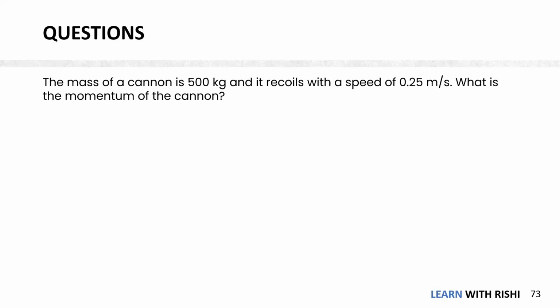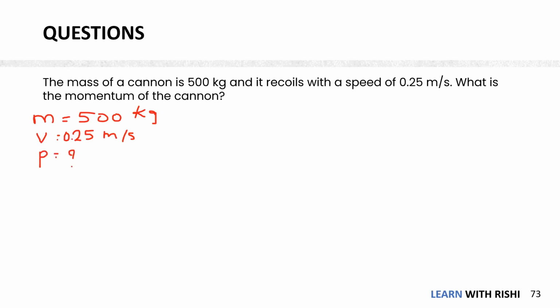Now let us solve a question related to momentum. The mass of cannon is 500 kg and it recoils with a speed of 0.25 meter per second. What is the momentum of the cannon? So what is the given thing? Given thing is mass is given 500 kg and velocity is given 0.25 meter per second. And we need to find the momentum.